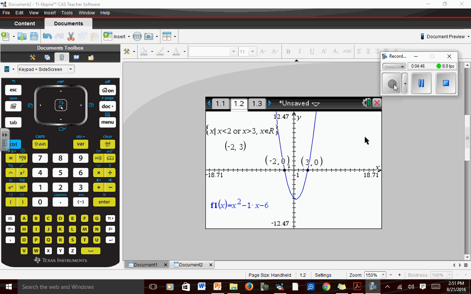So before we get to some actual set building using a couple of different kinds of notations, let me just give you an example of something that you might use this with. I've given you an example here of a parabola. You can see down here in the blue we have its formula, x squared minus 1x minus 6.